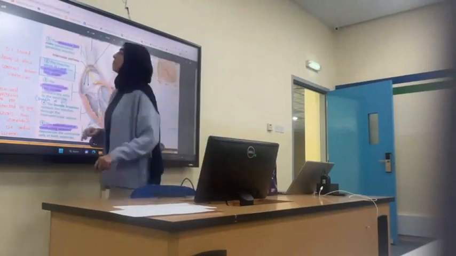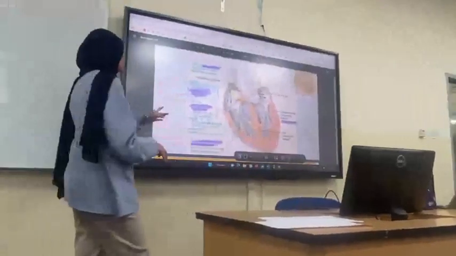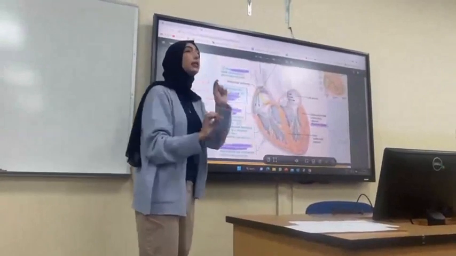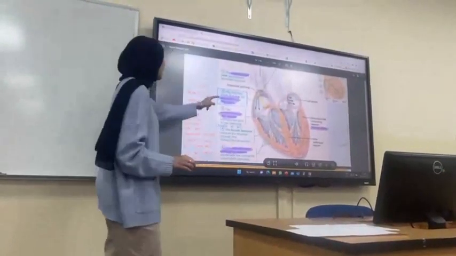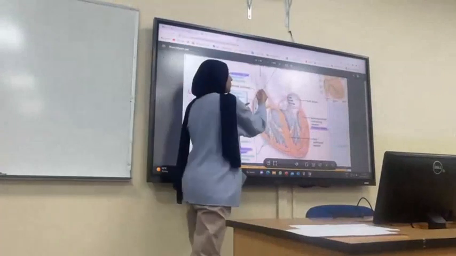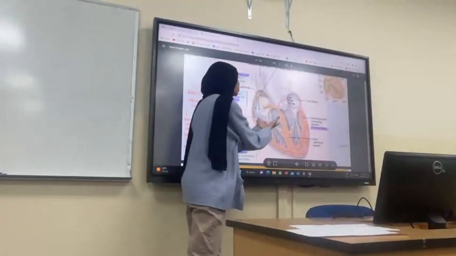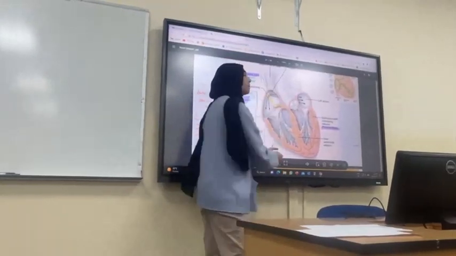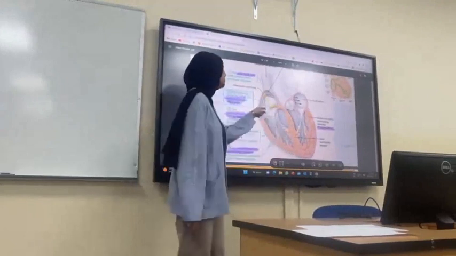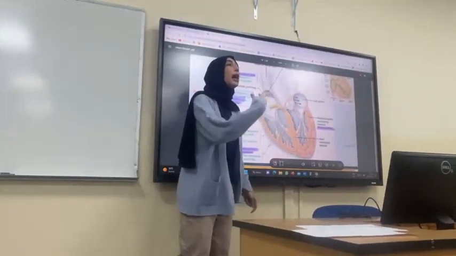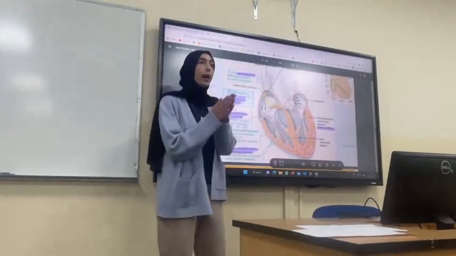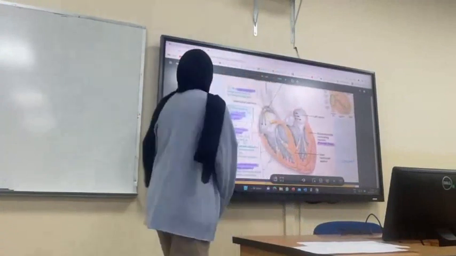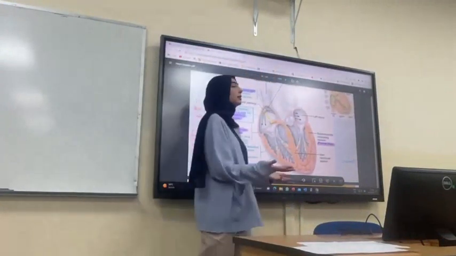Okay, awesome. Now the function of the AV node delay, just a split second, literally 0.1 seconds, allows the atria to contract fully and give out all of the blood they have to the ventricles before the ventricles contract. If we did not have this delay, the atria and the ventricles would contract at the same time. That means the ventricles would contract before they're full. But that's wrong. I have to make sure that the ventricles are completely full before they can contract. Right?